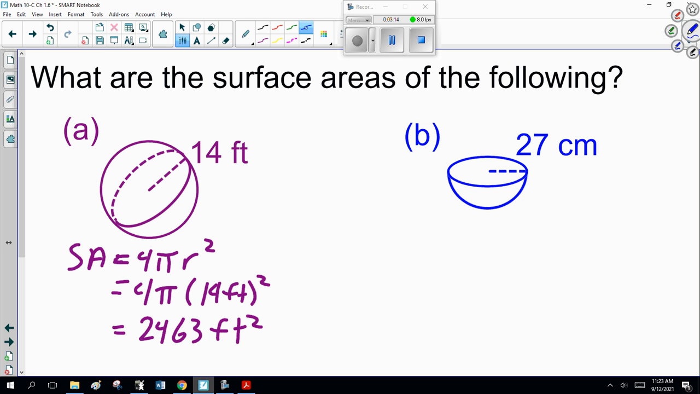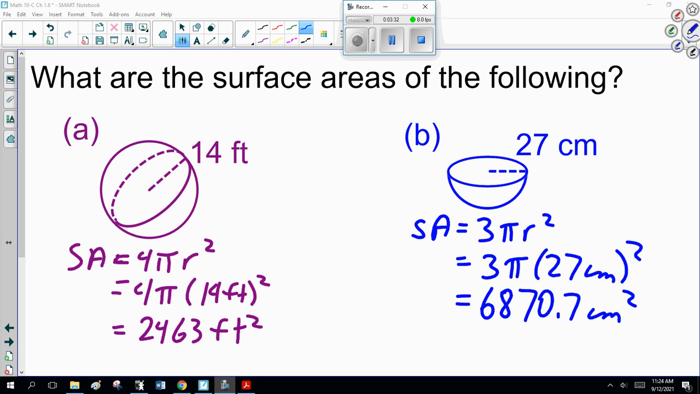Now, the hemisphere is 3πr². The how and the why, where the formula comes from, is a calculus class, and I'm not doing that to you because it'll hurt. So I'm going to pause the recording. You plug the numbers in and tell me what the surface area is, okay? Okay, I plugged in the numbers and I got 6,870.7 centimeters squared.